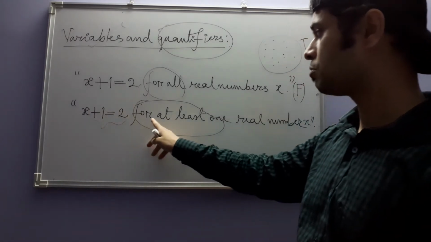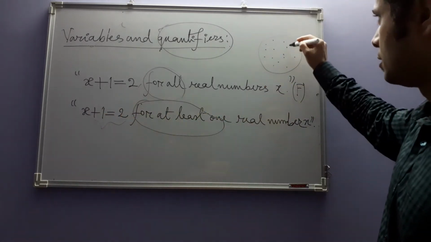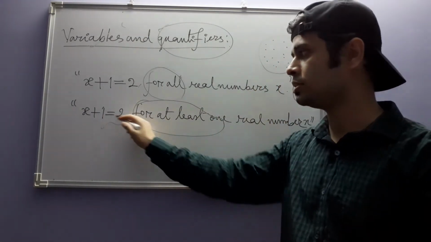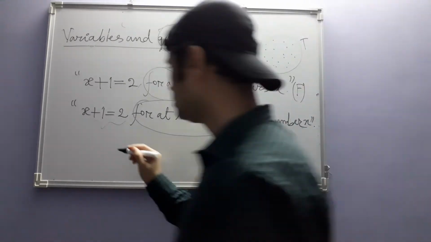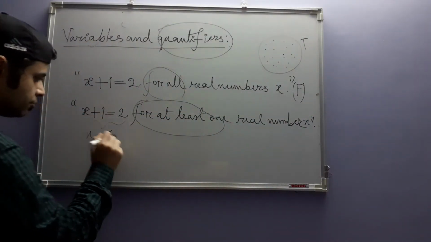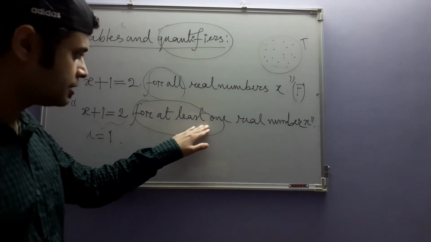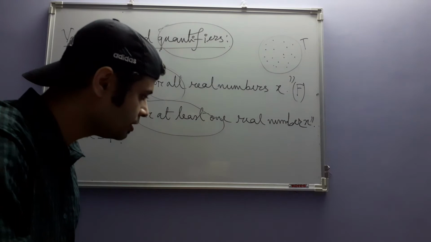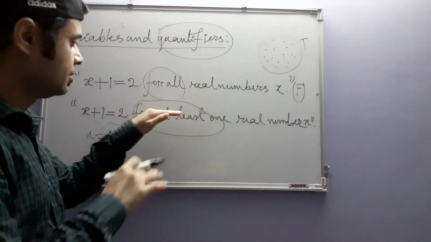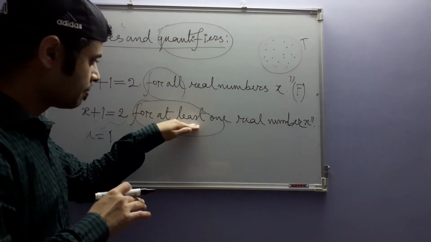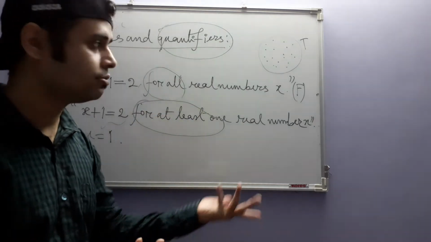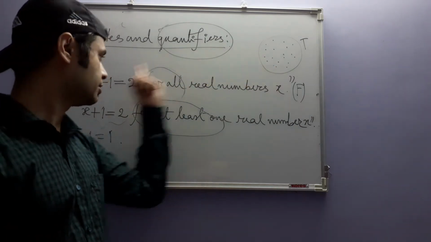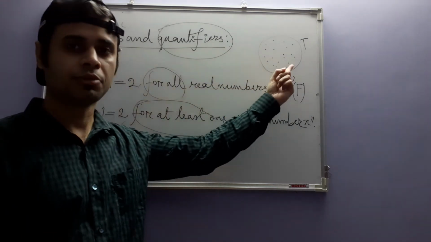However, what about the second one? It says that among all real numbers, there is at least one real number for which this is true. And this turns out to be true, and that real number is x equal to 1. So this is one extreme, and this is the other extreme. This needs at least one value of the variable for which something is true. This needs it to be true for all values of the variable.